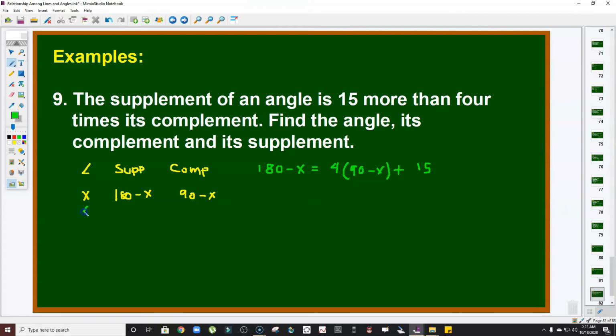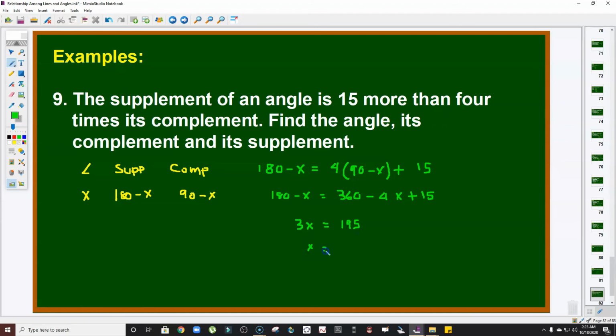Now the question is, find the angle, find the complement, find the supplement. And we can do that once masolve natin yung x. Clear? Okay, so that is 180 minus x equals 90 times 4, that's 360, minus 4x plus 15. See that? Okay, combine like terms. Yung negative 4x transpose ko sa kabila, magiging 4x minus x, that will be 3x. See that? Yung 180 transpose ko sa kabila, that will be 360 minus 180, of course, that's 180, plus 15. So that will be 195.